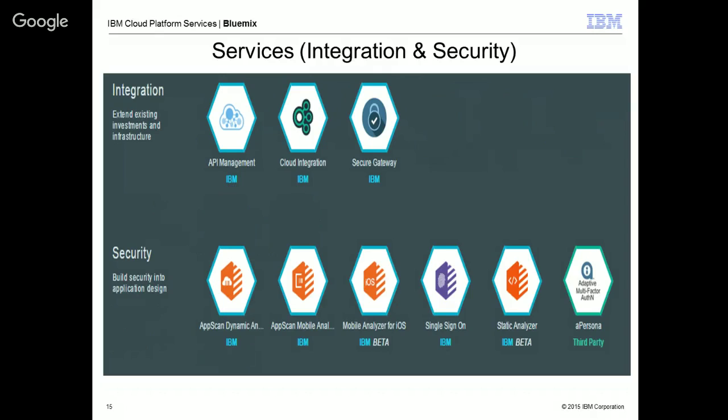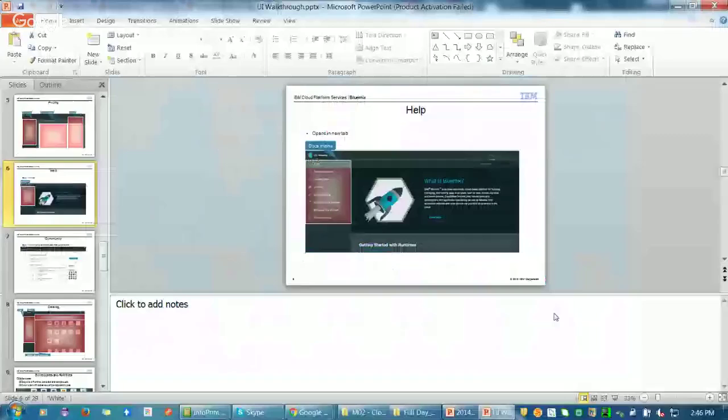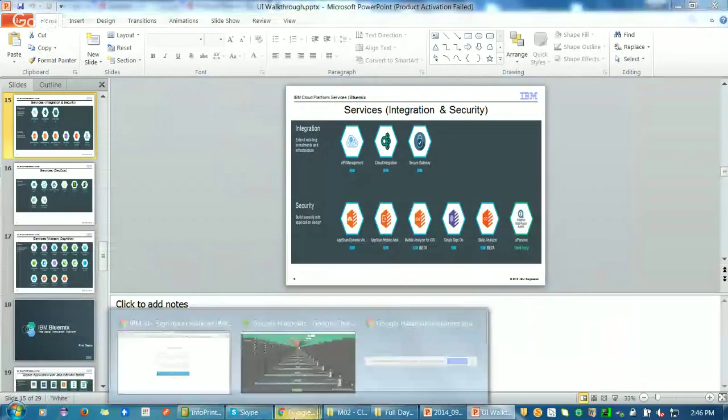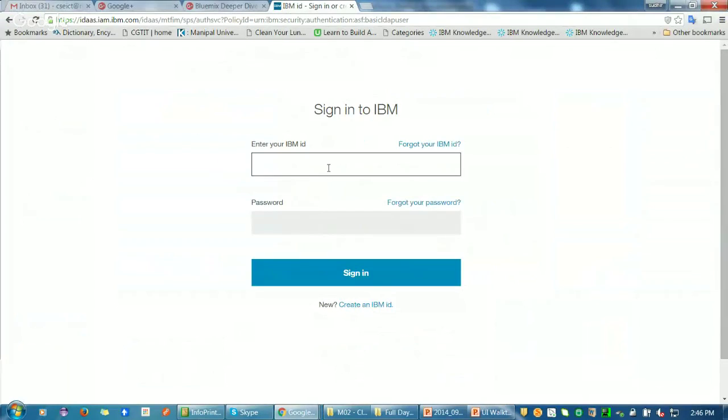Now for integration, there are some existing services available like API management, cloud integration, and secure gateway. And for security, there are so many services available right now in IBM Bluemix. So everybody can see that.